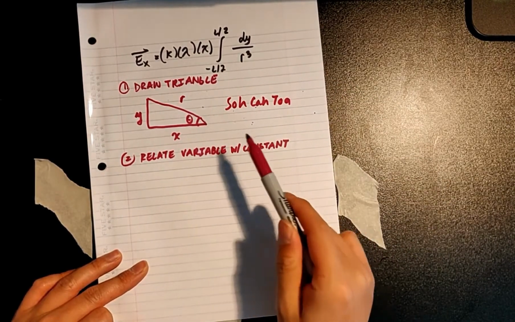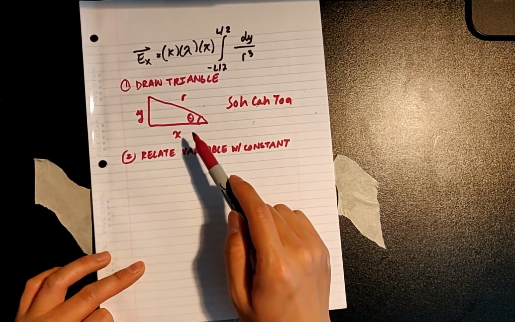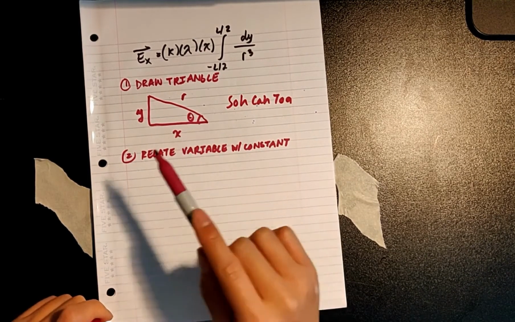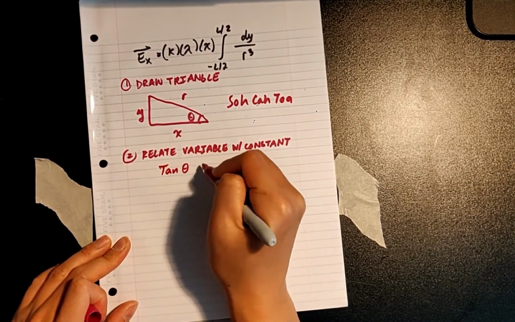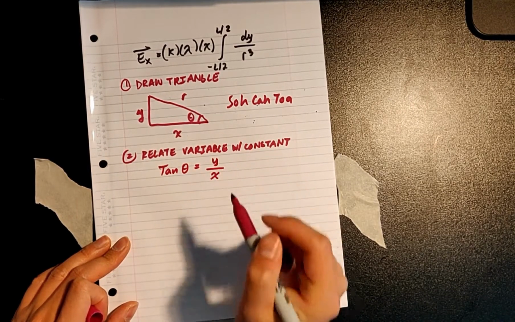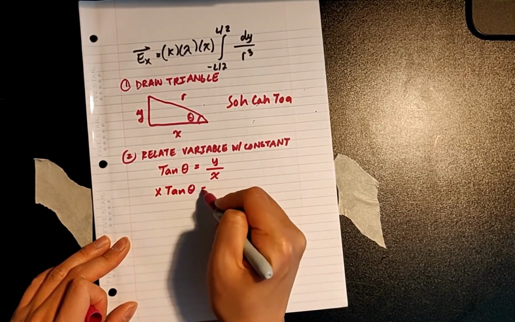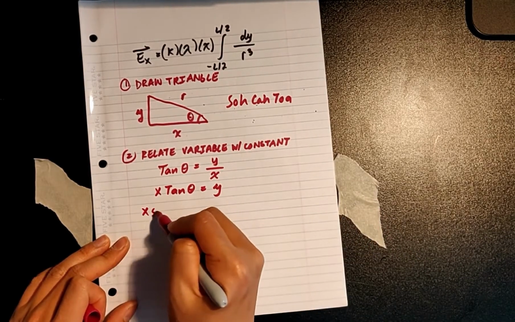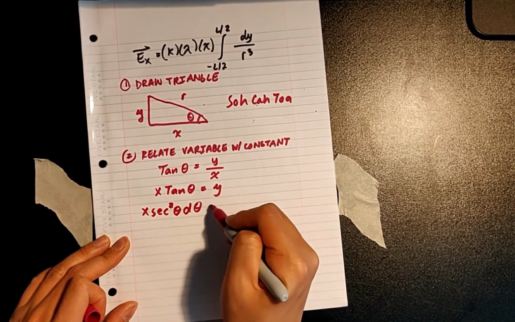So we need to relate our x with our y. X in this case is adjacent, and y is our opposite. That means we have to use tangent. So tangent of theta is simply going to be equal to our opposite, which is y, over adjacent, which is x. And now solving for y, we get x tan theta is equal to y. And now taking the derivative of both sides, we get x secant squared theta d theta is simply going to be equal to dy.